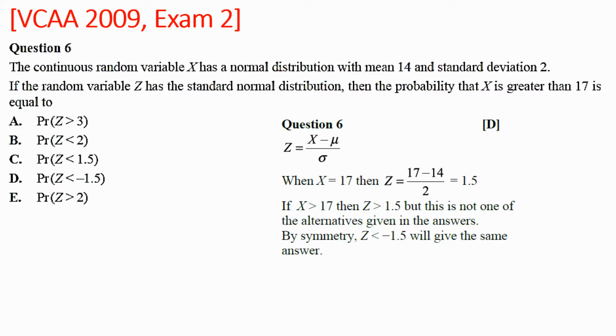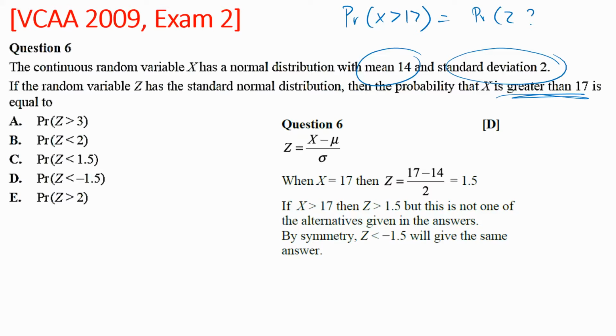All right, Year 12's listening. Shh. Just for this question, just in case you didn't know how to do it. Same thing again. Notice they didn't tell you the standard normal. They told you the mean is 14, standard deviation is 2, and they just want to know when x is greater than 17, what is that corresponding to? That's all they're asking. So if I said probability of x greater than 17, what is that in terms of z value? That's all I'm asking.